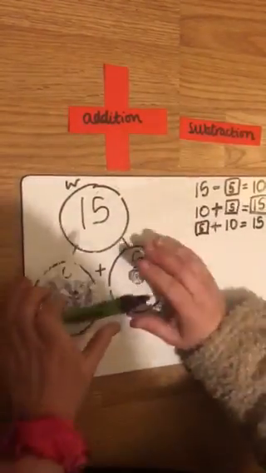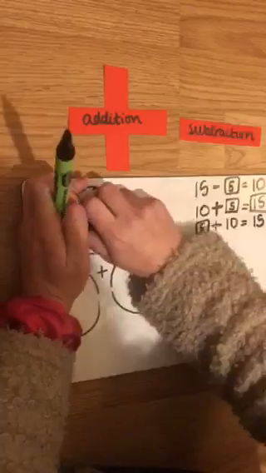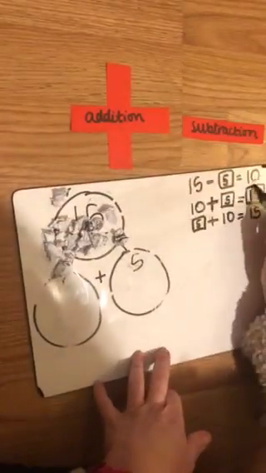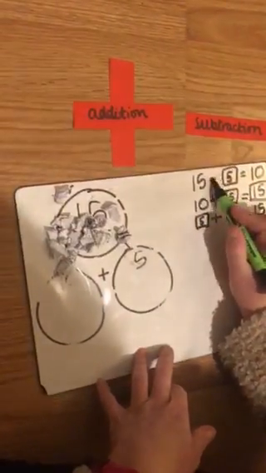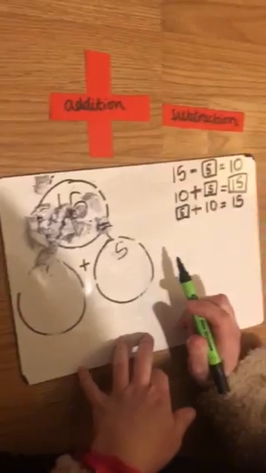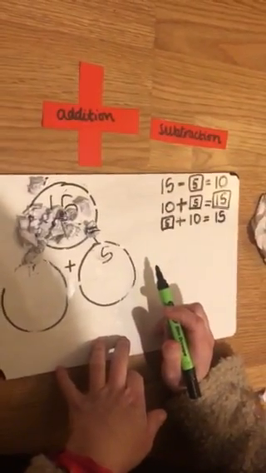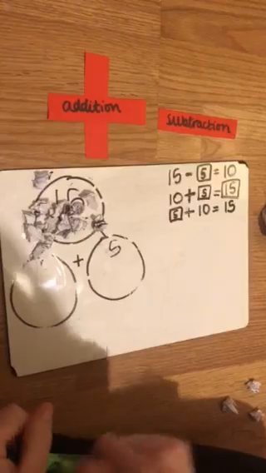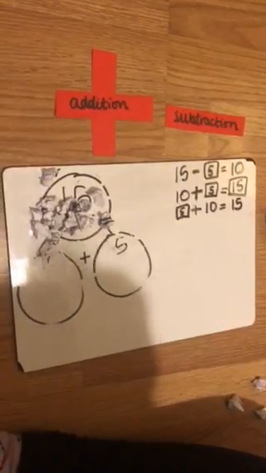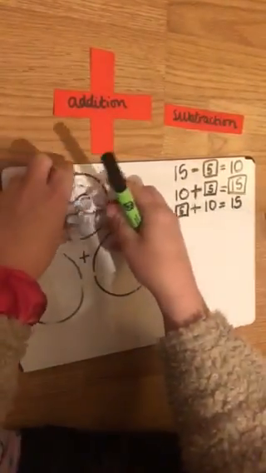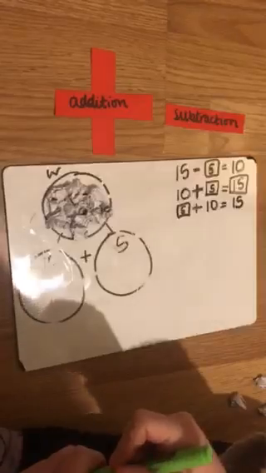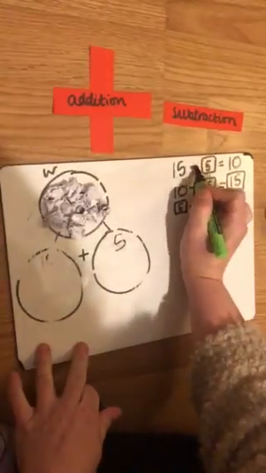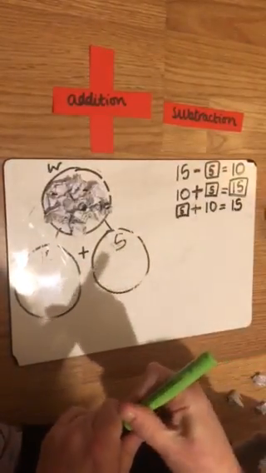So we know that 10 add 5 is 15, but we also know that 15 take away 5 is going to be 10. Okay? So, what I'd like you to do today is, as your independent task, I would like you to do the number sentences that I'm going to show you when you have finished the video. Okay? Good luck, everyone.